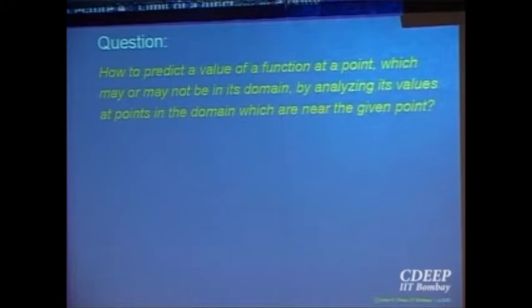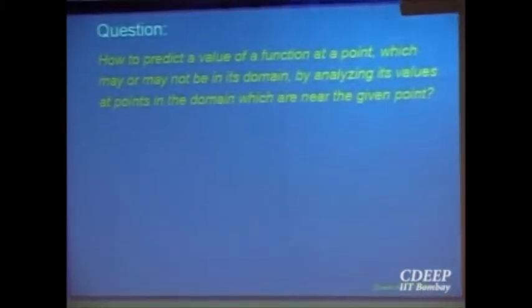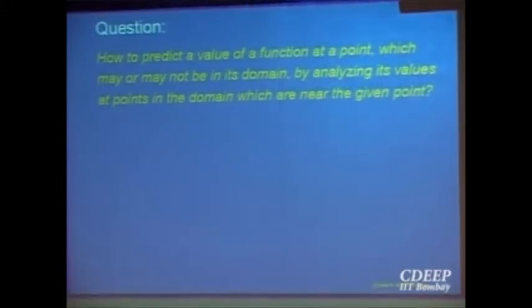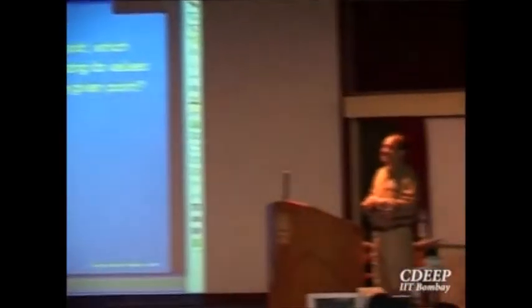Clear to everybody what the question is? We are given some point and the function is defined at all points nearby that point. So we want to look at the values of the function at the points nearby that point, and looking at those values we want to say what a suitable value for the function should be. Okay, so that is the question and we would like to answer this question. How do we go about answering this question?